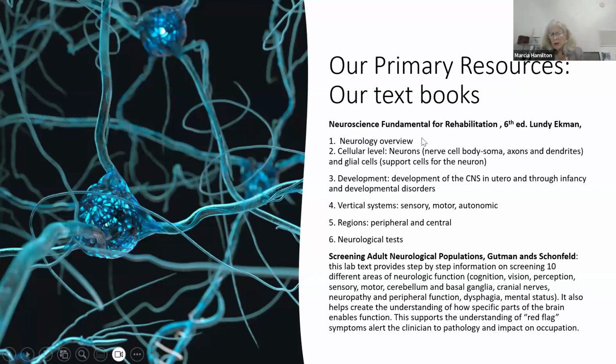I'm going to go ahead and go through the primary resources. You have your textbook, the Lundy-Ekman textbook, which is what we're referring to with respect to each of the chapters in the units. You'll also learn that in sections of approximately six different categories. Right now, as you can see, we've already come up to the third part, where you learned about the development of the central nervous system and developmental disorders.